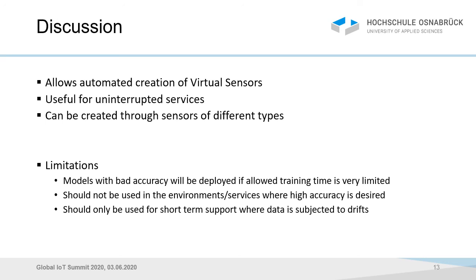These virtual sensors do come with some limitations of their own. For example, if the allowed training time is very limited, the system may end up with a bad virtual sensor. Additionally, they should not be used where high accuracy is needed. And lastly, they should only be used for short-term spots where data is subjected to drifts. In these scenarios, after deploying a virtual sensor, the sensor provider should be informed immediately to replace the faulty sensor with a real sensor.